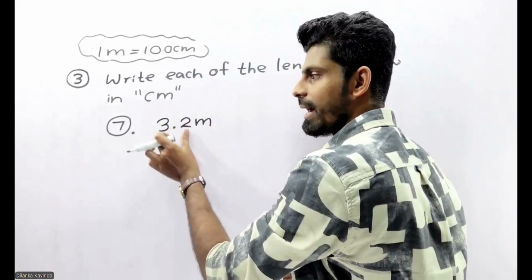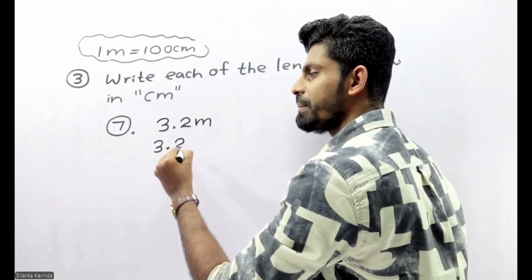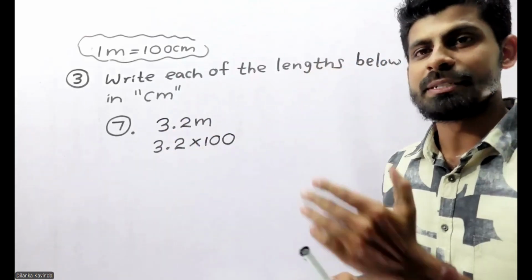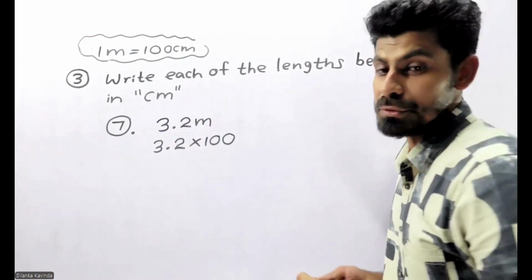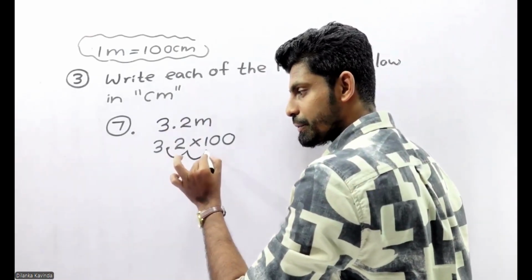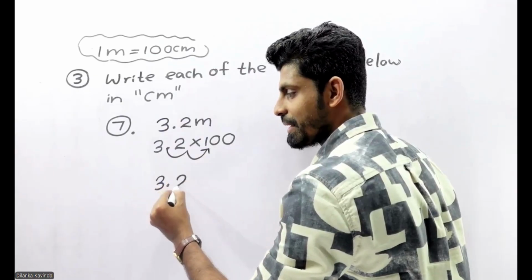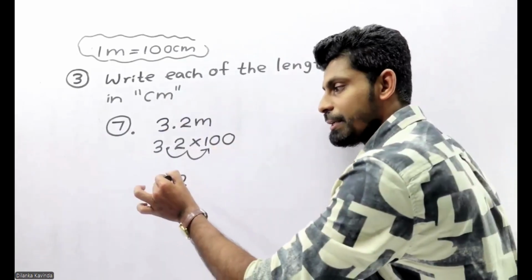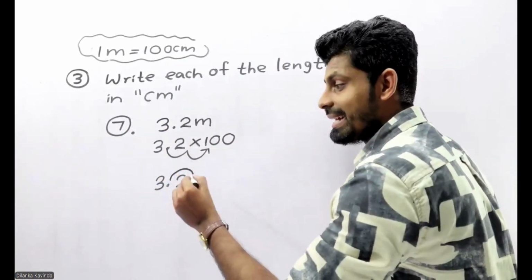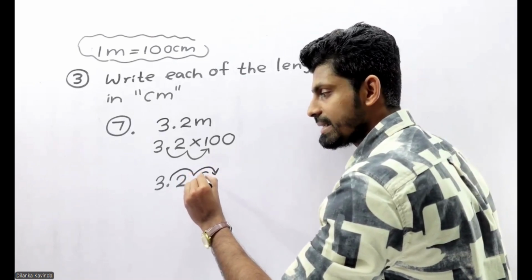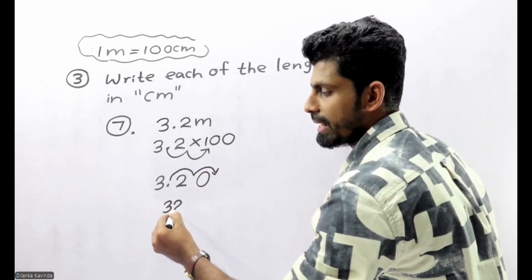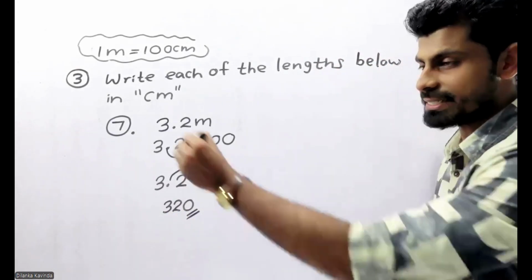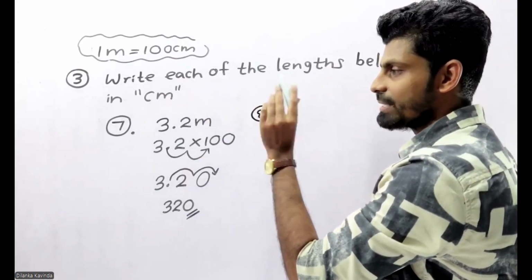3.2 meters means 3.2 multiplied by 100. That means 2 decimal places should be moved to the right. Why are we moving 2 decimal places? Because 2 zeros are there. You move 1 decimal place, then again 1 decimal place and a 0. So the answer is 320. Question number 8.